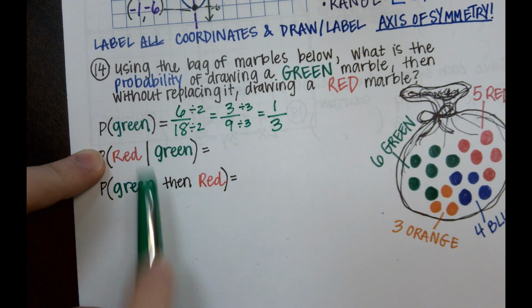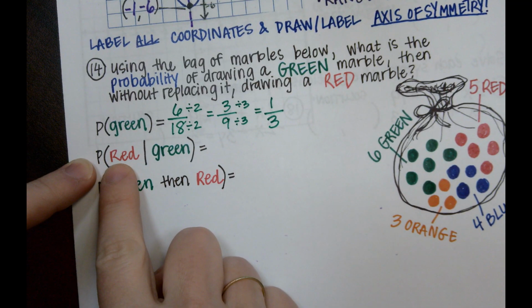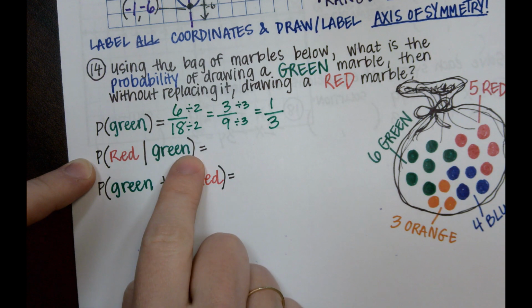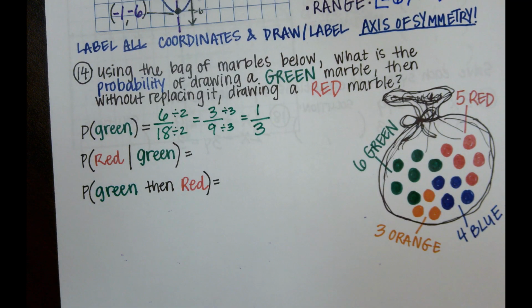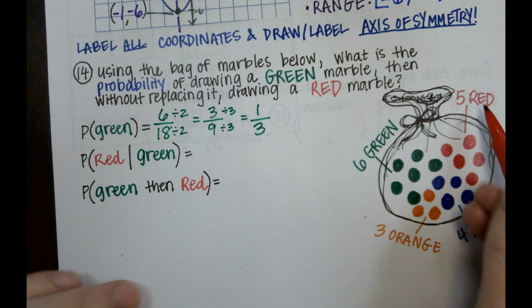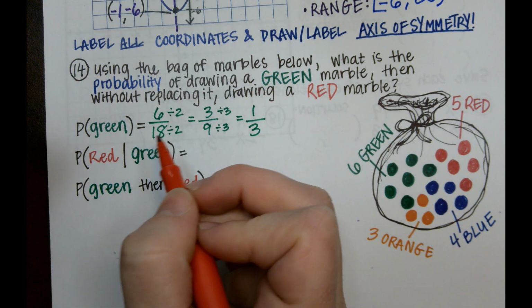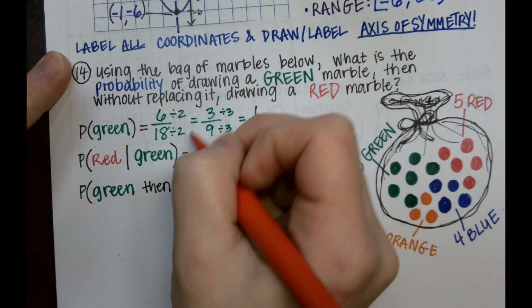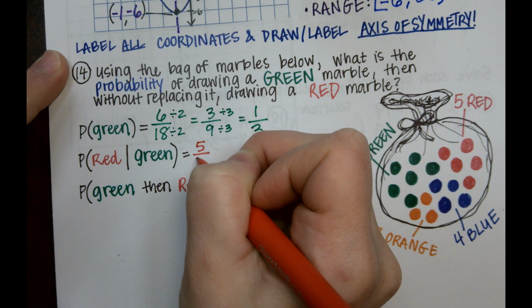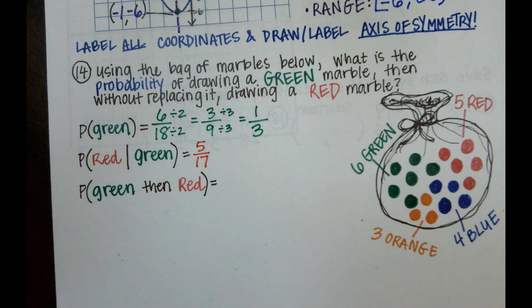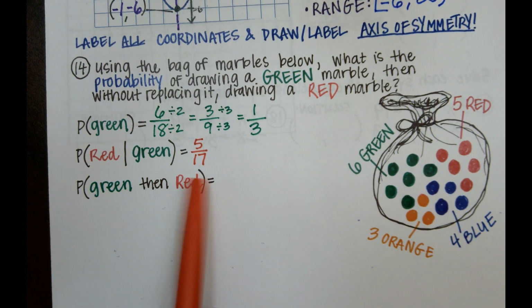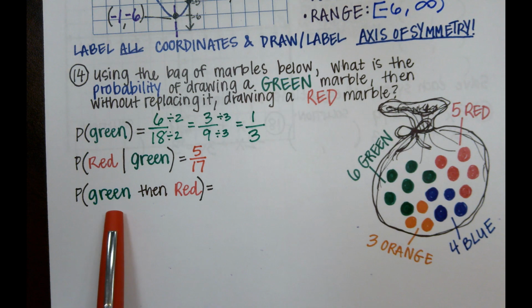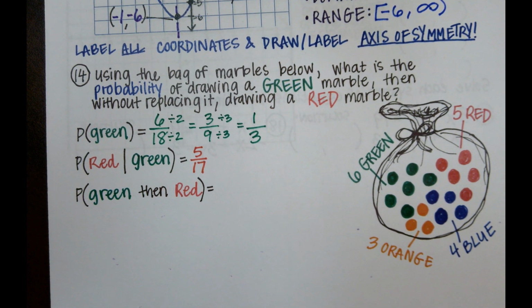So this is when we've taken a marble away. What's the probability we draw a red once a green is gone? 5 over 17. Yes, so we have 5 red and there's 17 marbles left, no longer 18 because we took one out. So 5 over 17. Can we simplify? No, that's it. Now how do we find the probability of drawing a green and then drawing a red? We're not doing decimals.